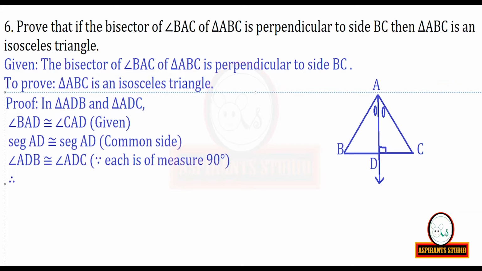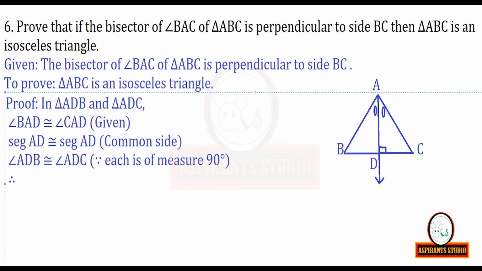Now in question number 6, you are given the bisector of angle BAC of triangle ABC is perpendicular to side BC. So we have to draw the figure. Figure is not given. We have to draw the figure. So I have drawn the bisector of angle BAC in this triangle and it is perpendicular to side BC. I marked the right angle there. Ray AD is perpendicular to side BC. Ray AD is the bisector. So I marked equal markings for the angles BAD and CAD.